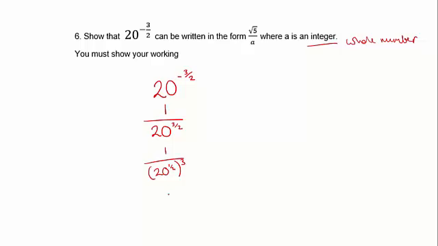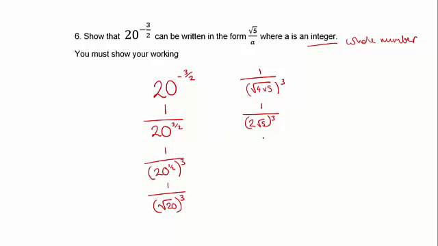Now what does 20 to the power of a half mean? That means the square root of 20, all cubed. But obviously we can see in our answer we want something to the √5, not √20. So let's try and simplify that. √20 is the same as √4 times √5. So we can say that is the same as 2√5 all cubed.